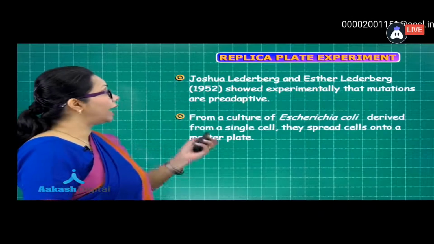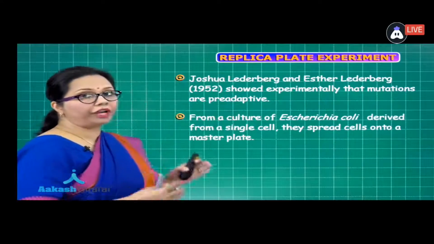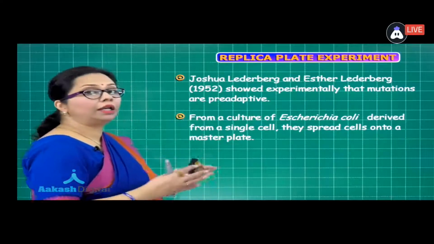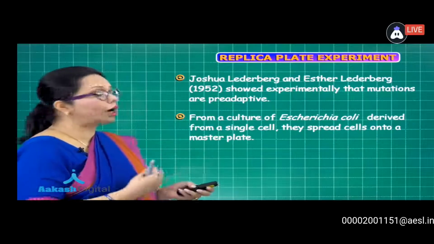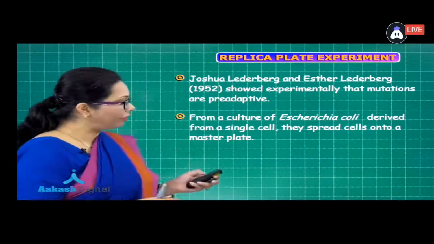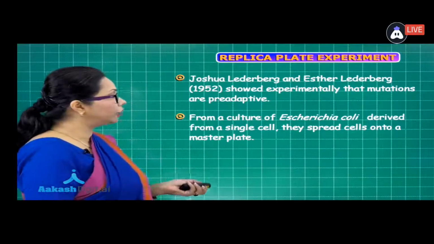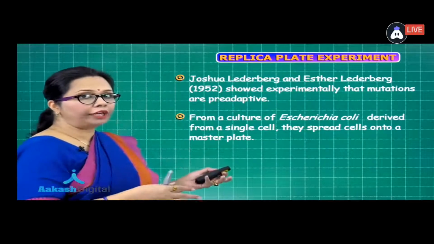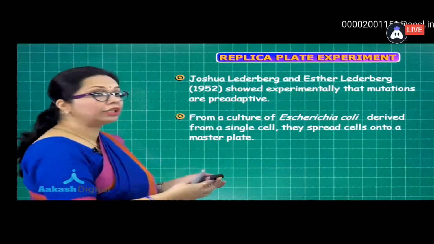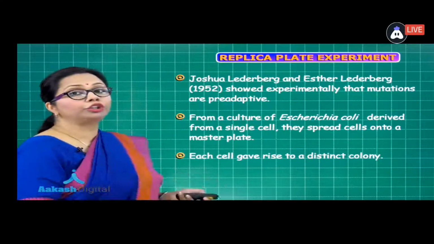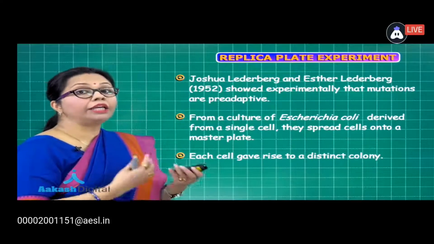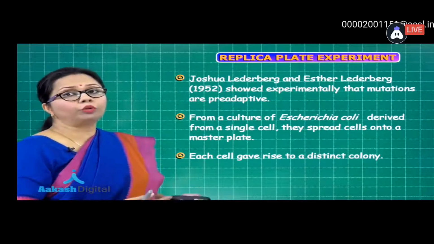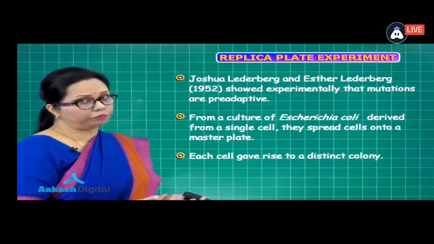So what they did was that they developed a culture of Escherichia coli, which is a common bacteria, and from a single cell, it was transferred to a master plate, which would be having agar and a medium in it. Once we spread the culture on the plate, each of the cells will give rise to colonies, and these colonies can be seen by naked eyes because in one colony there would be about 10 to the power 8 bacteria or more.